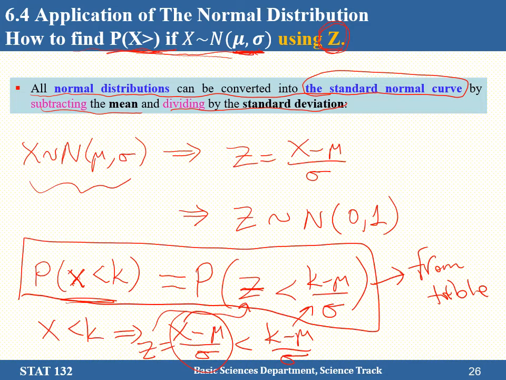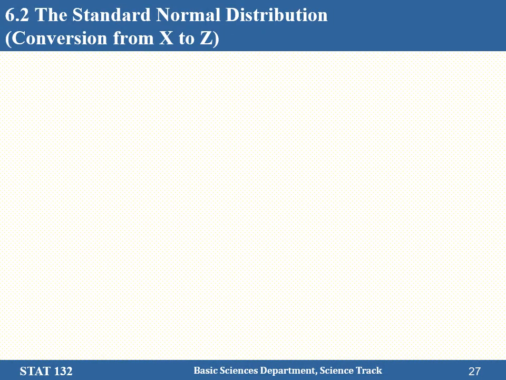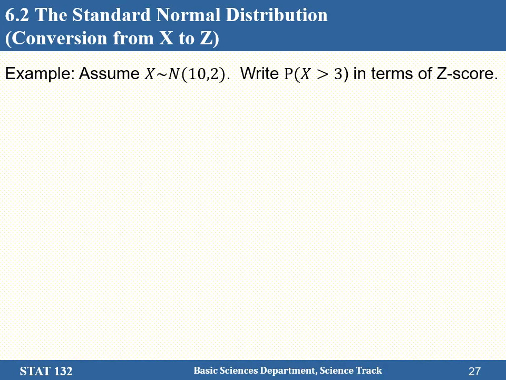Now in the next slide we will see how to do the conversion. So we will spend some time on how to change this one to this one in different cases. Now let's do some exercises about converting from x to z. Example: assume X has a normal distribution with these parameters. 10 is the mean and sigma is the standard deviation, which is 2. And we want to change the probability that X is bigger than 3 in terms of Z. So we want to write this probability in terms of Z.